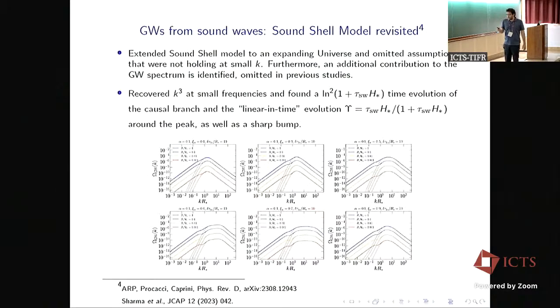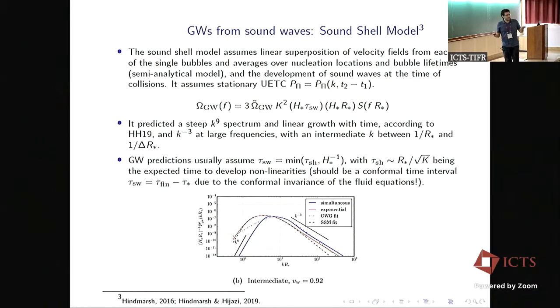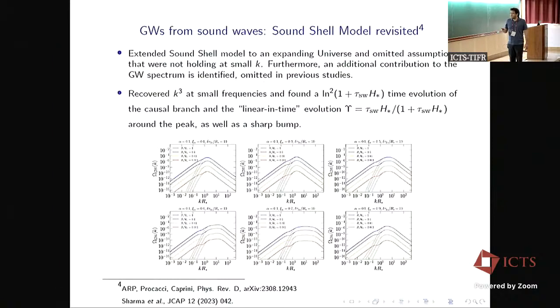So this sound shell model, as I was explaining, gives us a good prediction for weak phase transitions, but actually it's not as simple as it was previously thought. We have recently been revisiting this sound shell model and finding that there were some assumptions that are not valid over the full range of frequencies. The prediction of the sound shell model initially is these gray lines, and the colored lines are the new prediction after adding a contribution that was initially omitted by thinking that it was not relevant. Indeed, it is not relevant around the peak, but as you go to small frequencies, it is actually relevant and it dominates the gravitational spectrum.